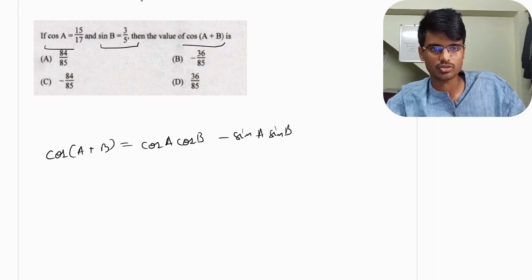So I just need to substitute. They have given us cos A; we need to find out what is sine A from this. And they have given us sine B; we have to find out what is cos B.